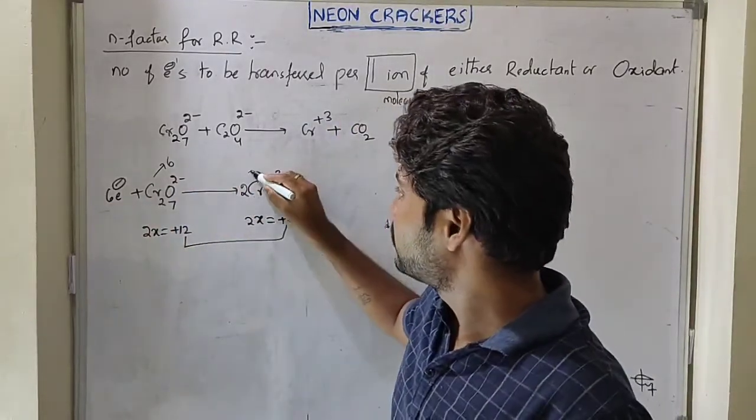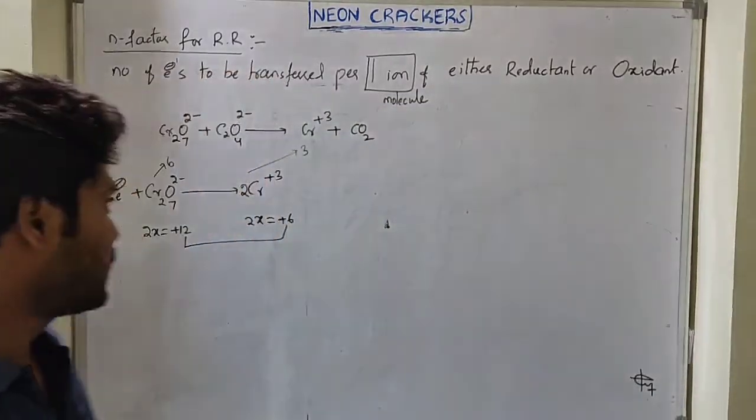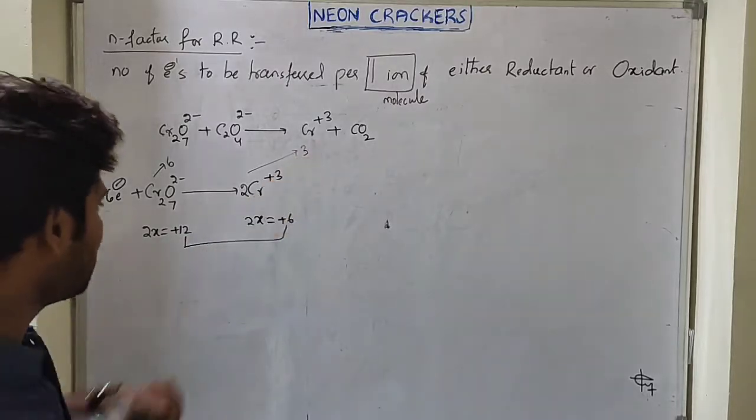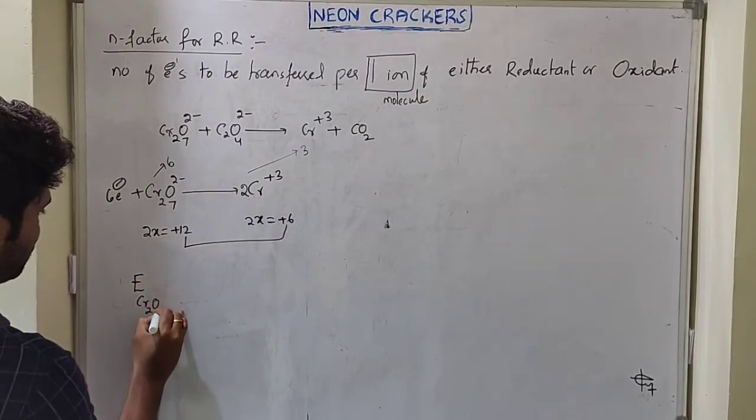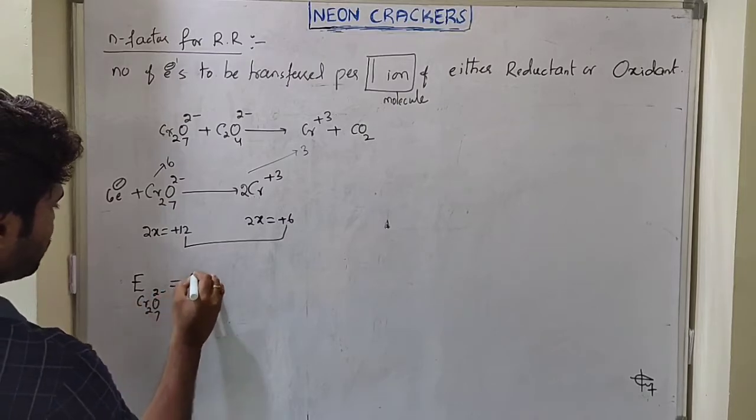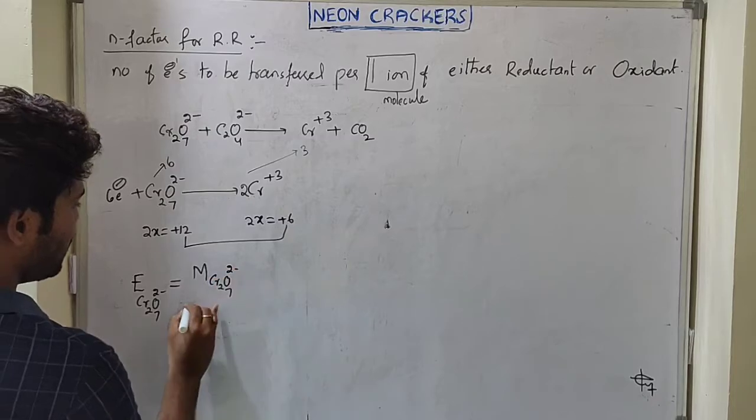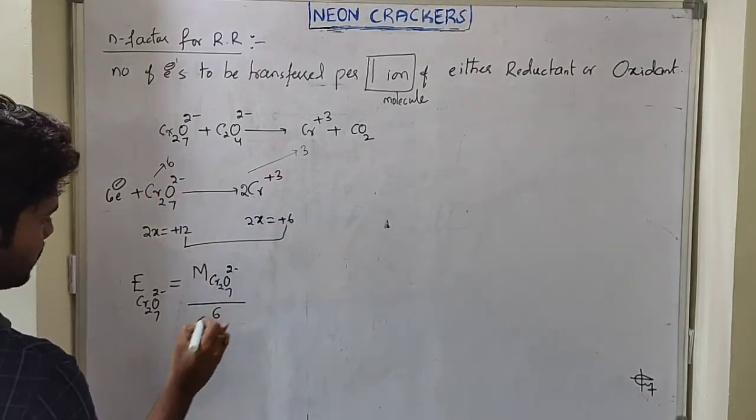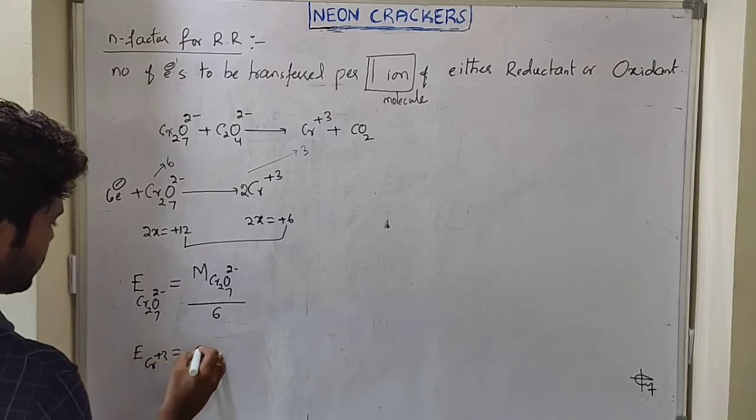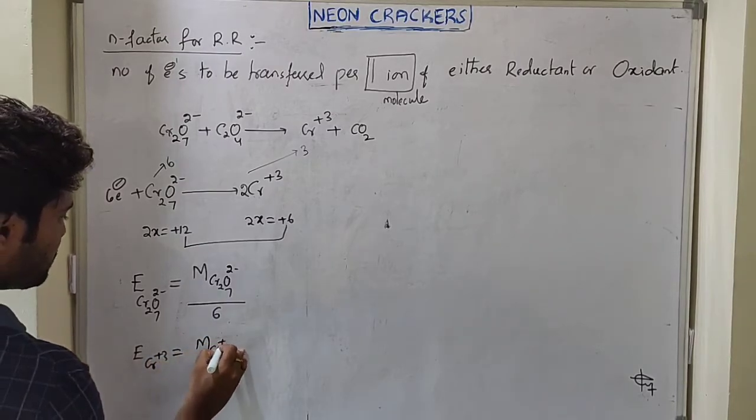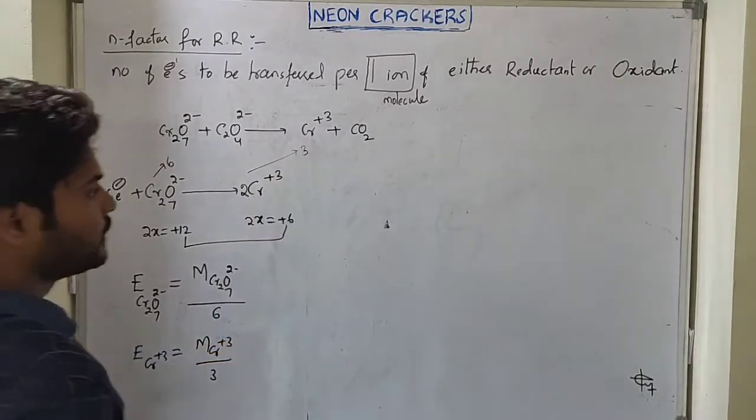3 electrons. Now what is the N factor for chromic ion Cr plus 3? 3. Now find out the equivalent weight of dichromate. Equivalent weight equals molar mass of dichromate upon N factor, how much? 6. Next, equivalent weight of Cr plus 3: molar mass of Cr plus 3 upon 3, because the N factor is 3 we got here, right?